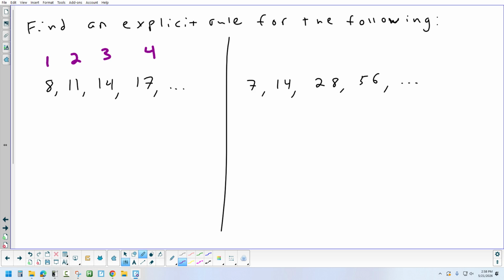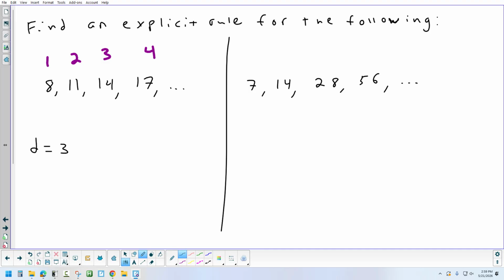So the first step is trying to look for a pattern. Does anybody see the pattern to get from 8 to 11, 11 to 14, and 14 to 17? Yep. Add 3. Does anyone remember what kind of sequence that makes it if you're adding the same number repeatedly? Yep, you could say arithmetic sequence. And the common difference is 3. 11 minus 8 gives us 3. 14 minus 11 gives us 3. 17 minus 14 gives us 3.